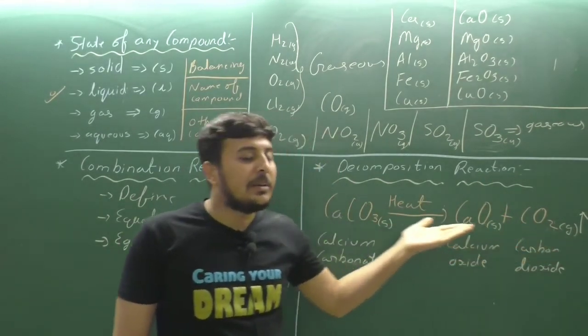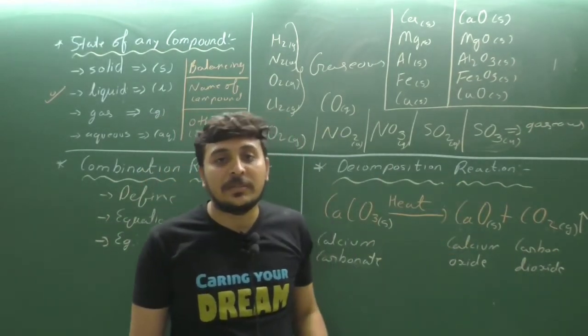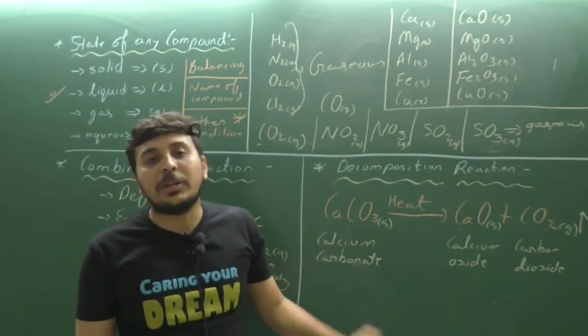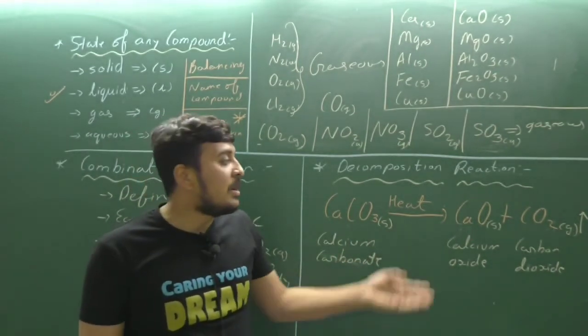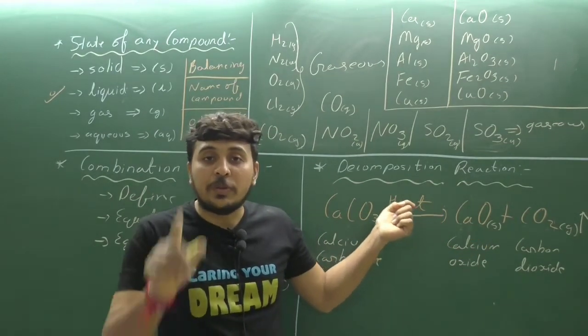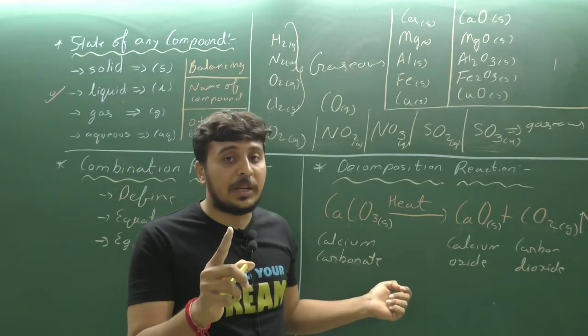There will not be the possibility of balancing the chemical equation. We won't be able to balance the chemical equation. Why? Because we have written the chemical formula in a wrong way. So if you don't know how to write the chemical formula, first learn about how to write a chemical formula.